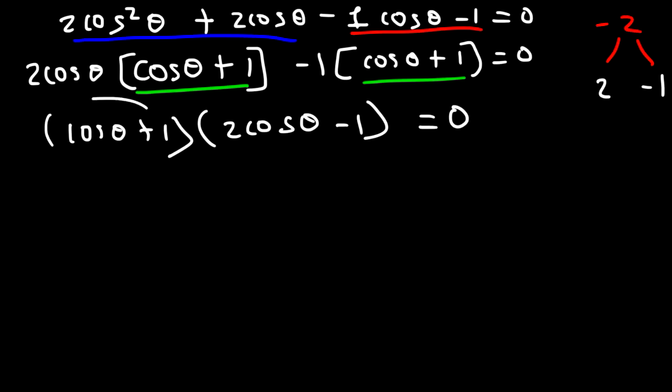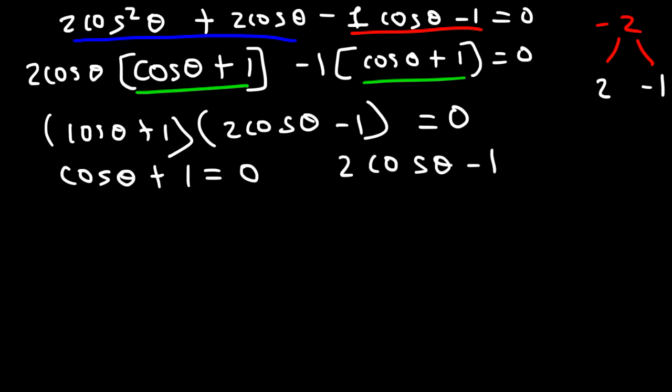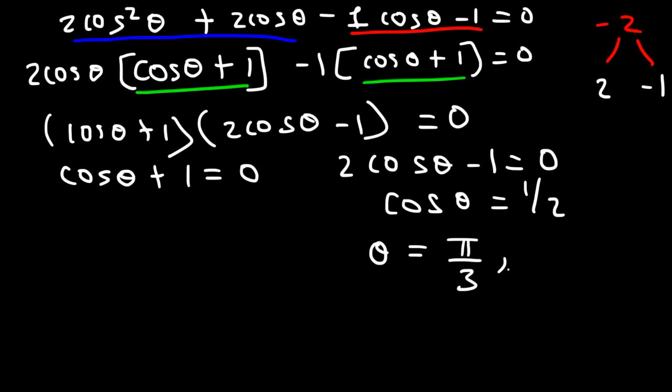So what we're going to do is set each factor equal to 0. So first we're going to have cosine theta plus 1 is equal to 0, and then 2 cosine theta minus 1 is equal to 0. So if we add 1 then divide by 2, we can see that cosine theta is 1/2. Now for what angles is cosine theta 1/2? Cosine is positive in quadrants 1 and 4, and the reference angle is pi over 3. Cosine pi over 3 is 1/2, and cosine 5 pi over 3 is also 1/2.